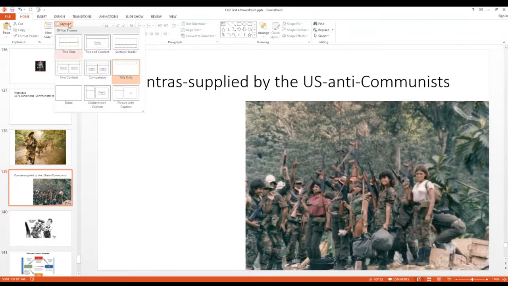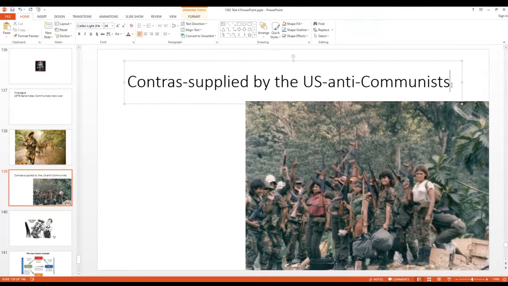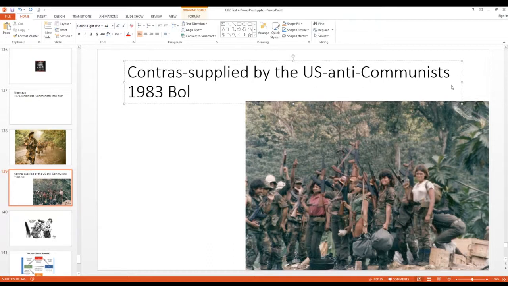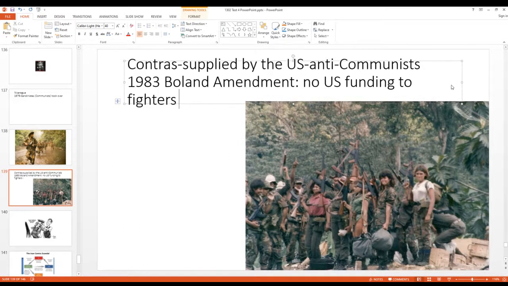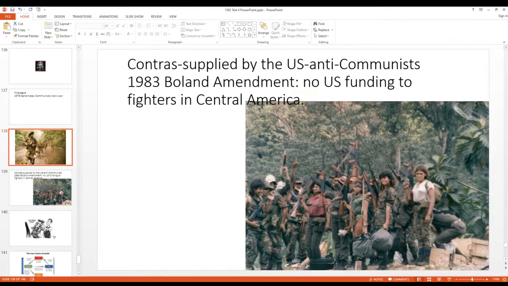Congress tried to cut this off because Congress did not want another Vietnam. Okay. So in 1983, Congress passed the Boland Amendment. No U.S. funding to fighters in Central America. Okay. So Congress said, no, you cannot give the Contras money to fight the Sandinistas.